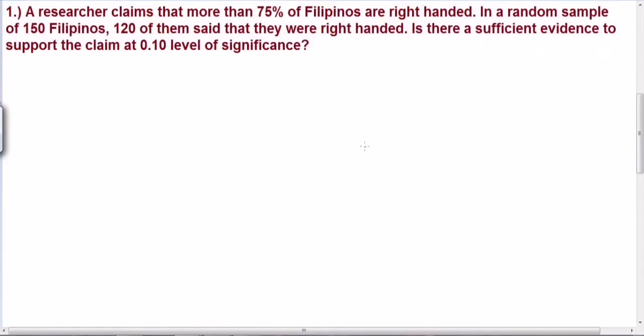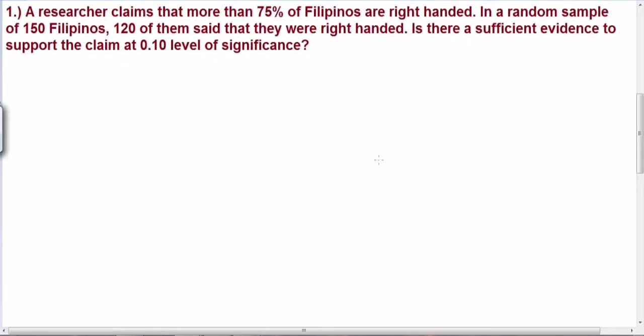A researcher claims that more than 75% of Filipinos are right-handed. In a random sample of 150 Filipinos, 120 of them said that they were right-handed. Is there sufficient evidence to support the claim at 0.10 level of significance?